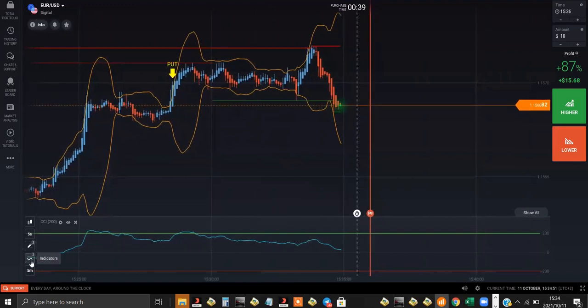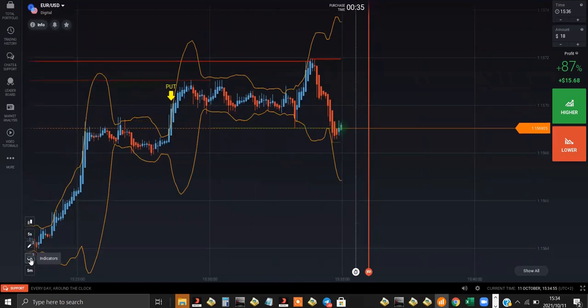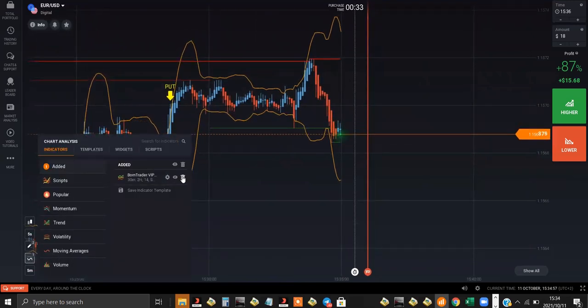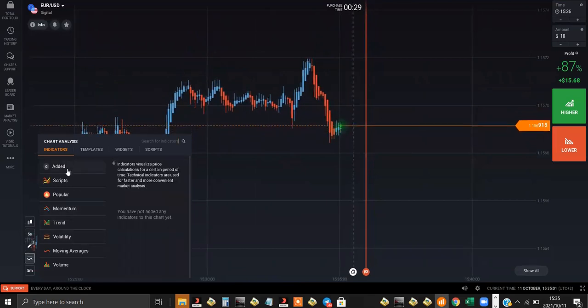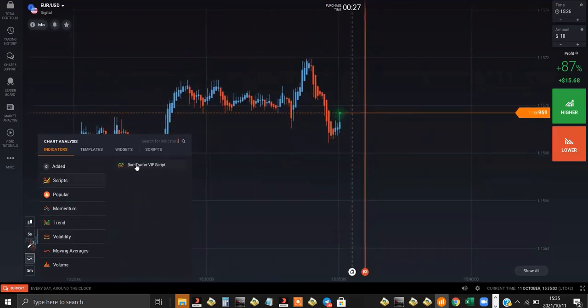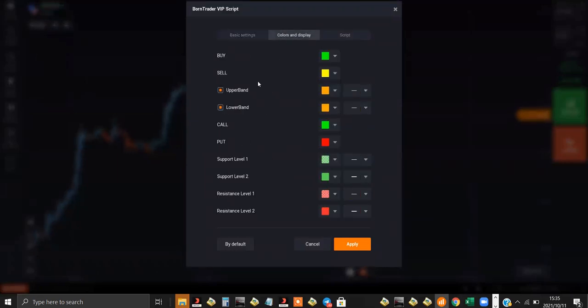So when you get the scripts, the script is like this. Let me show you. So everything you just saw was from the scripts, right? So this is the script. It comes with the support and resistance lines, as well as the Bollinger Band, the upper and lower Bollinger Band.